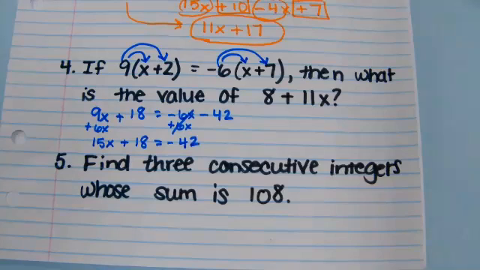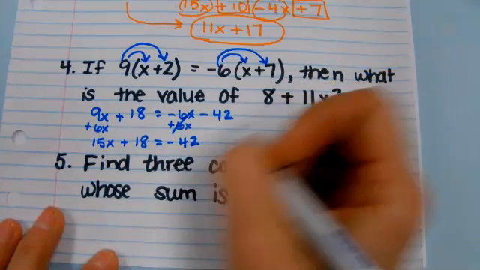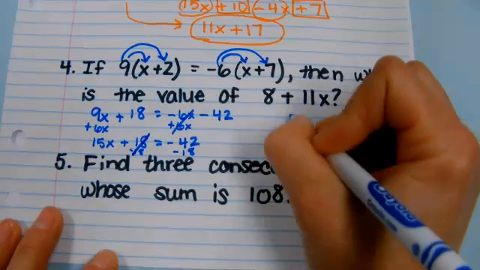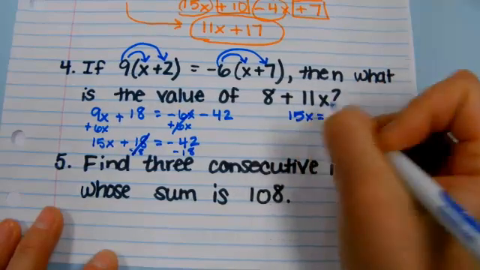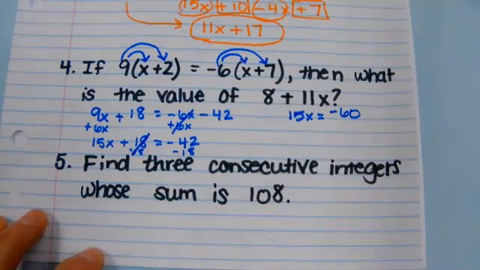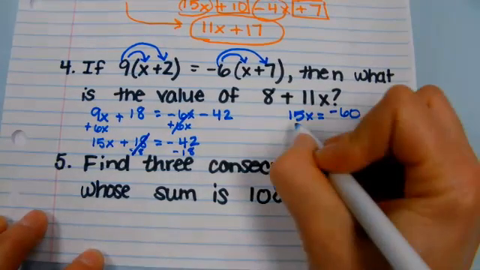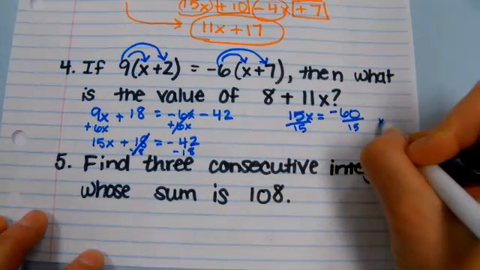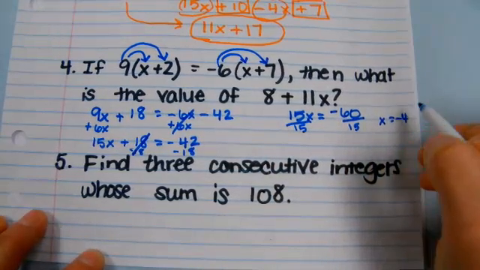Then what would I do? Yep, so I'm going to move my stuff up here in a second. If I subtract 18 from both sides, I should get 15x equals negative 60. What's the last step? We got to divide by 15. So we get x equal negative 4, right?